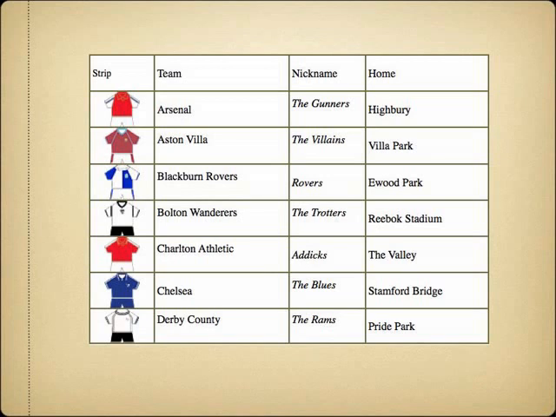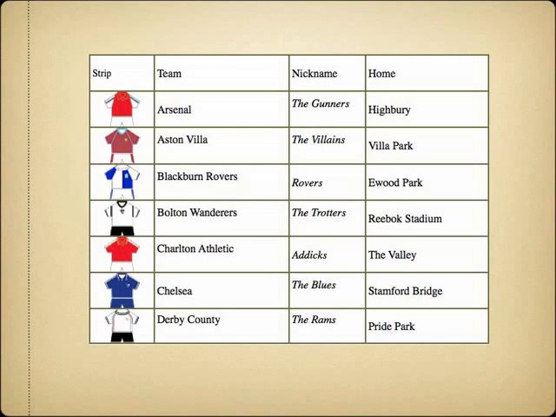Now, the very first row of this table is not like the others. First of all, it looks different because there's no image in the first cell. But the data in this first row has a different meaning as well, because this row contains the headings. So it tells us that the first column is the strip, the next column is the team, the next column is the nickname, and then the last column is the home.